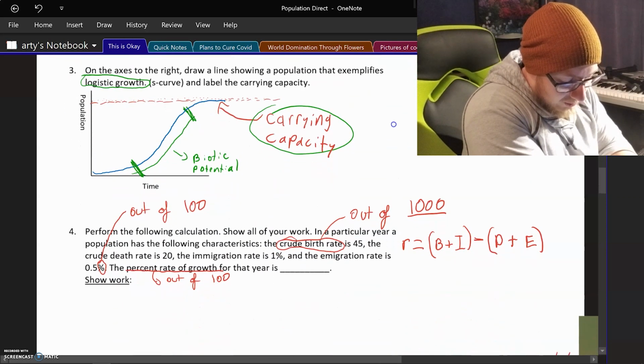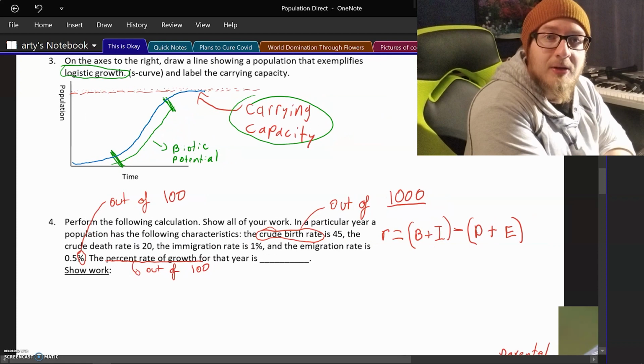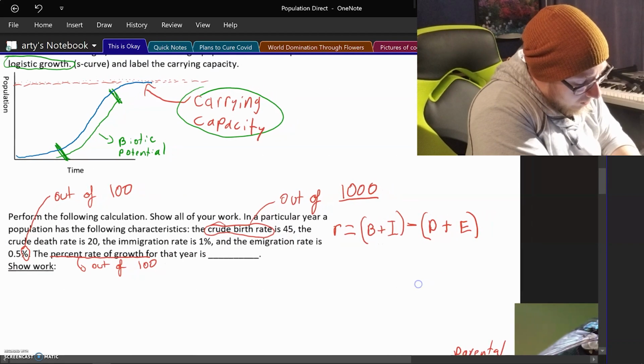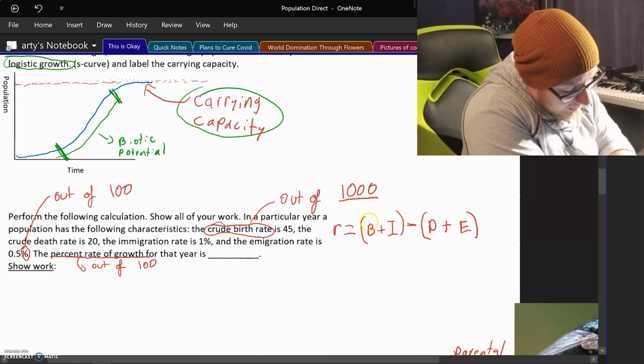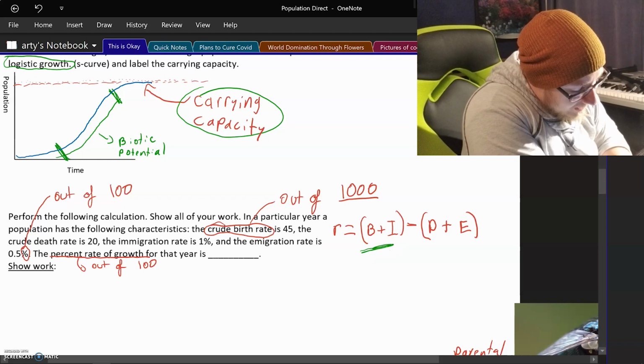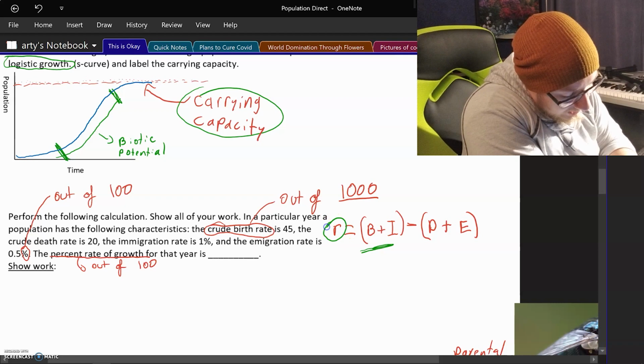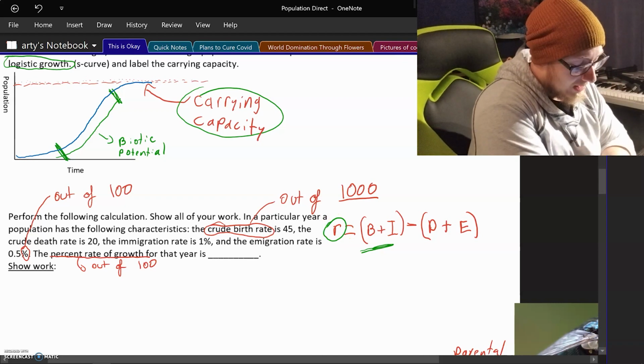Now let's just do a little math problem. Here it asks us to calculate a growth rate for a population. And we know the general growth rate formula. You're taking the birth rate plus the immigration rate, and you're subtracting from that the death rate and the emigration rate, and that will get you the growth rate for the population that you are studying.